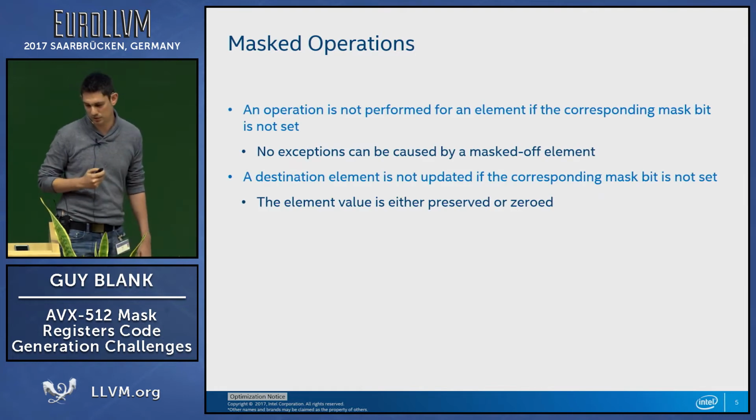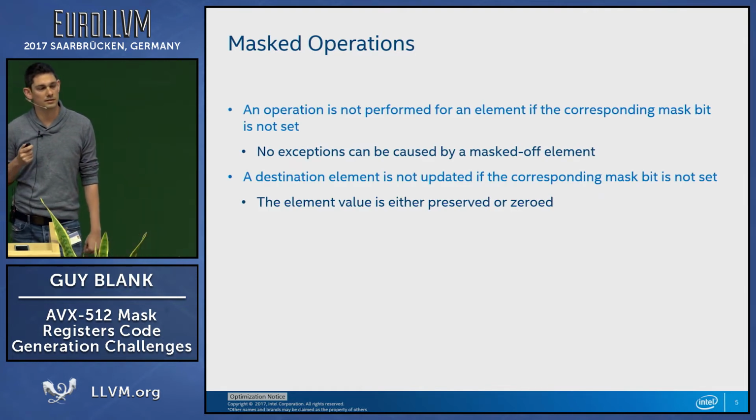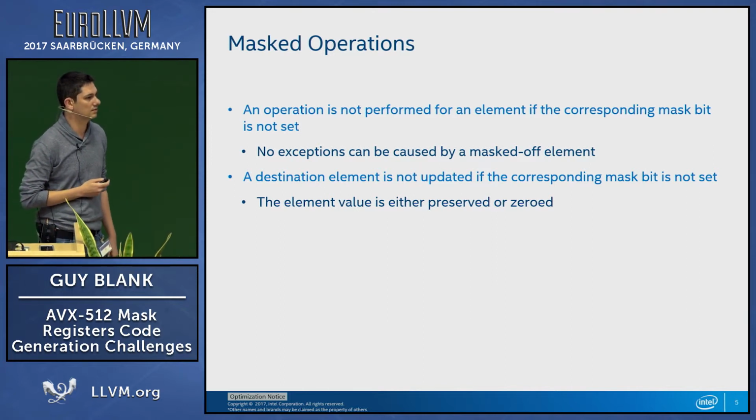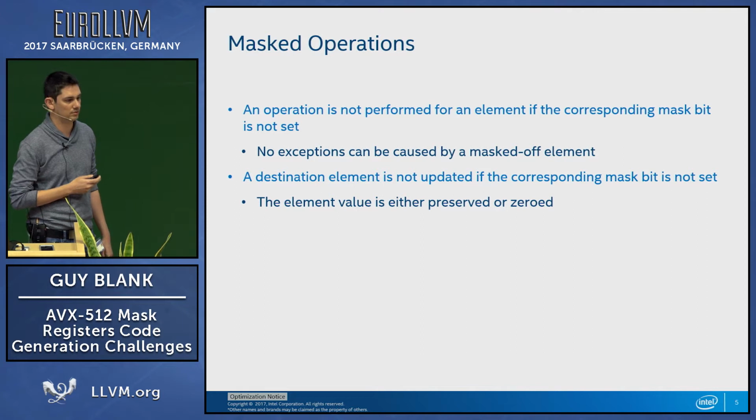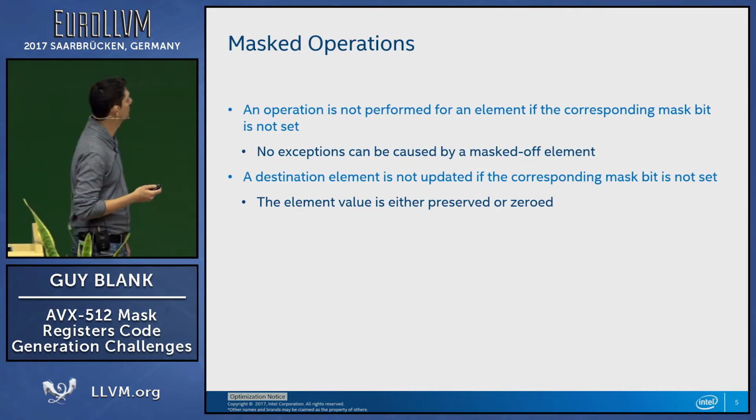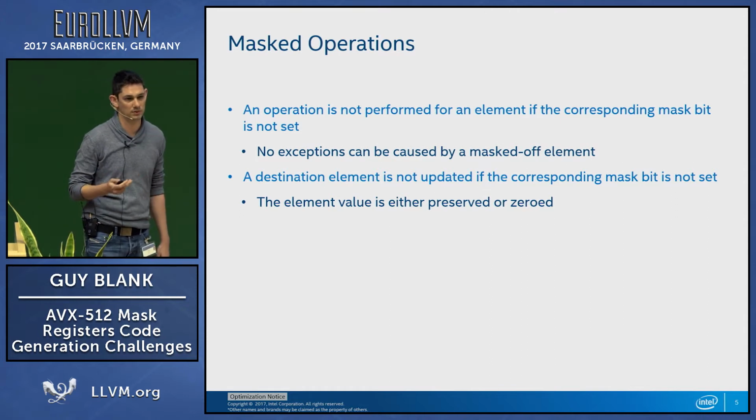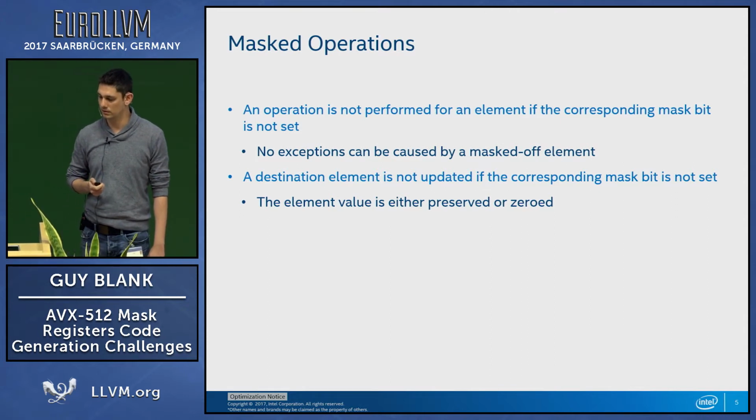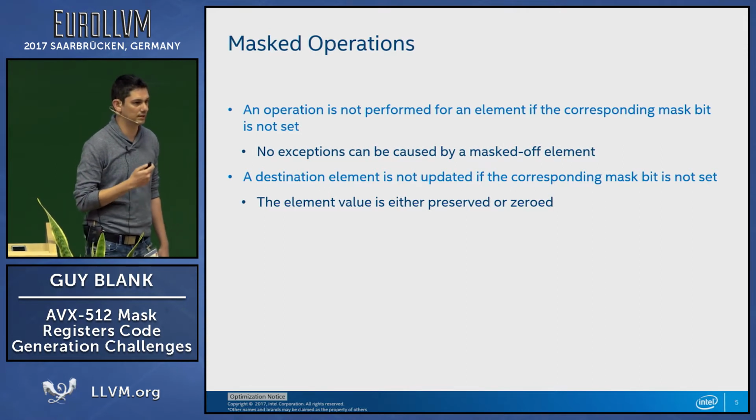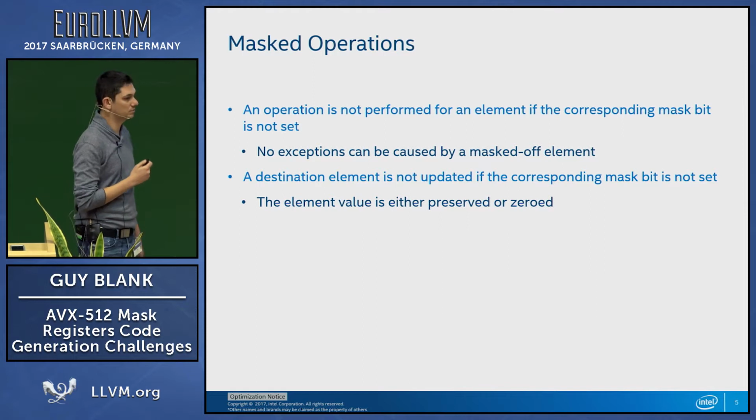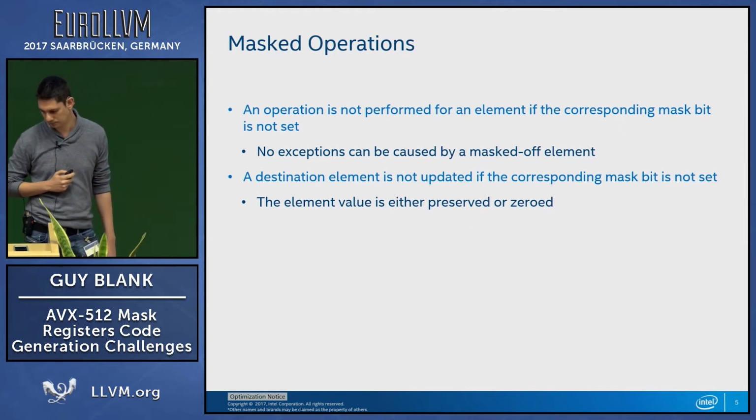In masked operations, the operation itself is not performed if the corresponding mask bit is not set. So if we have a vector division, and for the masked off elements there's a division by 0, this division will not happen, so we will not get exceptions for this code. Additionally, the destination will not be updated if the corresponding mask bit is not set. It will be either preserved or zeroed.